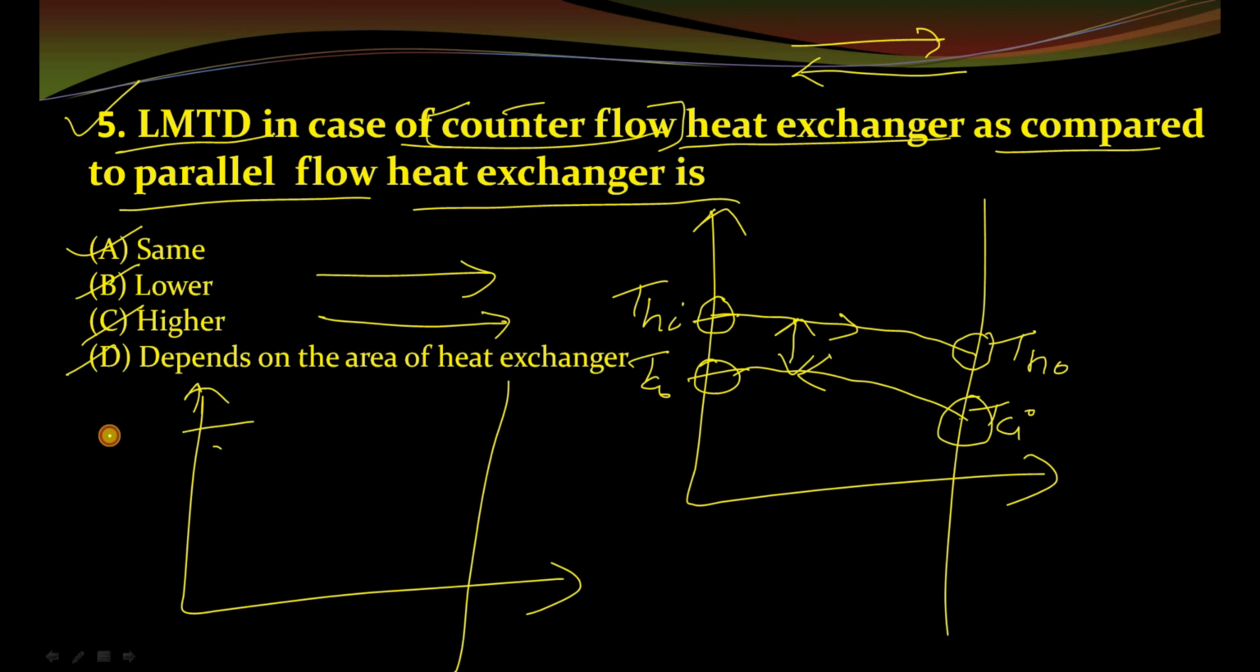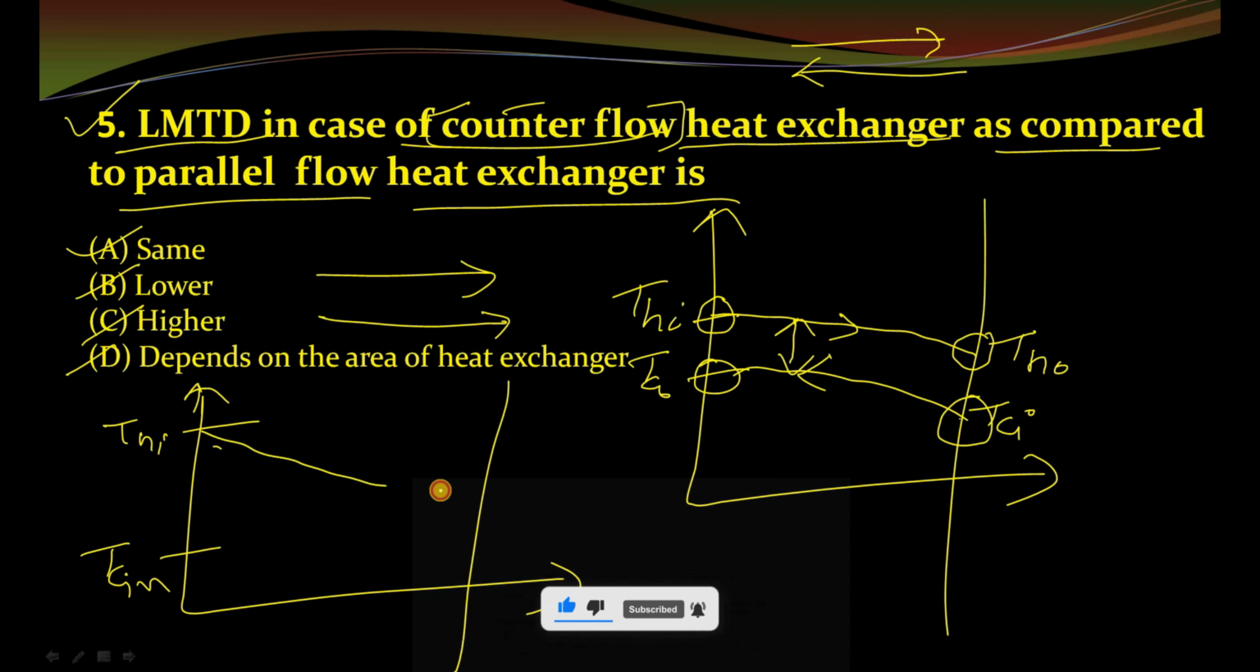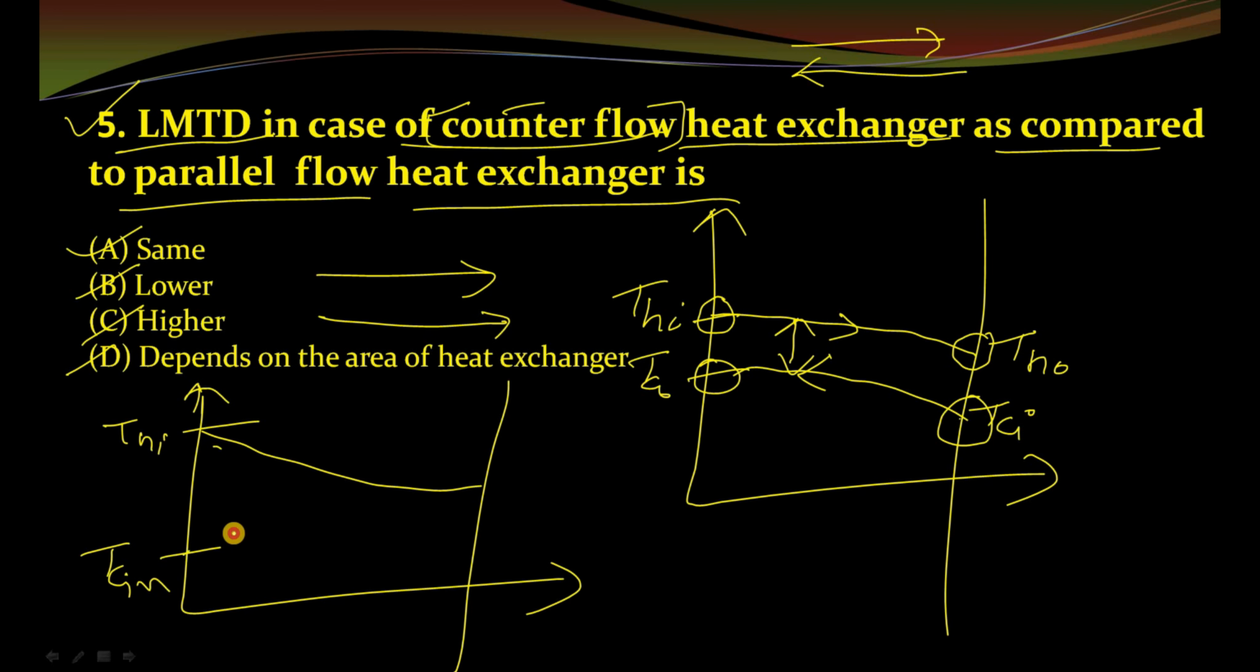So we can simply say that suppose from here the hot fluid is in, and same suppose here the cold fluid is in. And how will be the graph? The graph will be simply the hot fluid will decrease the temperature, it will go like that, and the cold fluid will increase the temperature. The graph is like that, and here is the T_H out, and here is the T_C out, right?